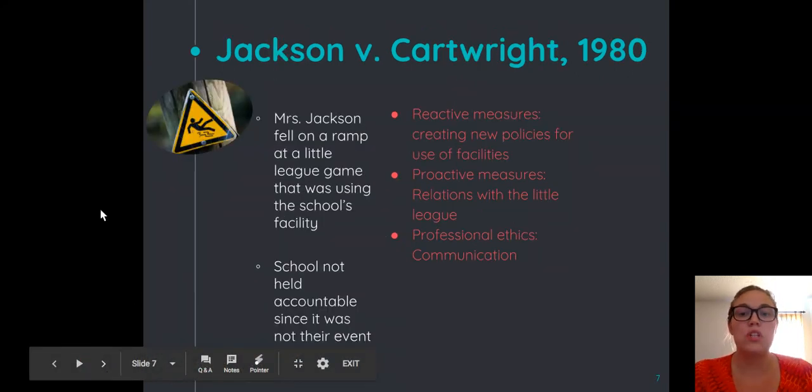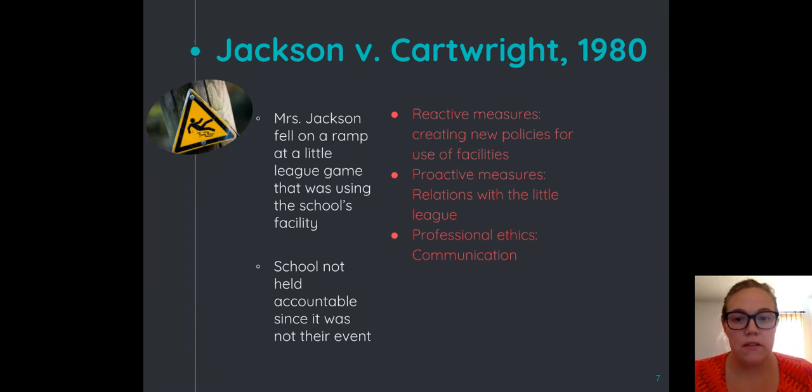Okay. Jackson versus Cartwright. Mrs. Jackson fell on a ramp at a Little League game that was using the school's facilities. The school ended up not held accountable since it was not their event. The Jackson family had wanted to pursue negligent charges because they had complained about it before, but they had only complained about it to the Little League people, not the school. And the school had a large upkeep to take care of as well.